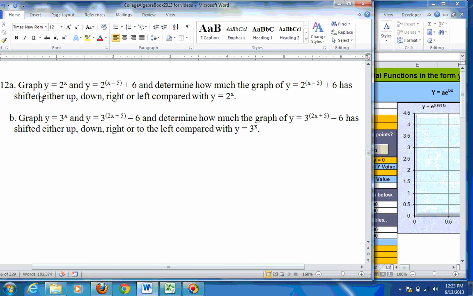Okay, problem 12 says graph y equals 2 to the x, y equals 2 to the x minus 5 plus 6, and determine how much the graph of this one has shifted either up, down, to the right, left, compared to 2 to the x. Well, to get the amount that is shifted up or down, that's just the constant at the end. So this has been shifted up 6. And then the amount right or left, what you do is set what's in parentheses here equal to 0. So if you set the x minus 5 equal to 0, you'll get x equals 5, positive 5. So that means that it's been shifted to the right 5. So to the right 5 and up 6.